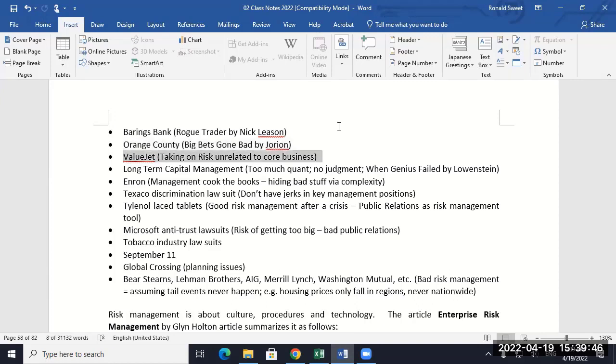ValueJet, they did stuff that wasn't related to the core business, caused a headline risk, the whole firm crashed. Long-term Capital Management, about 3 or 4 people made decisions that almost toppled the entire market. This really could have been what happened in 2008, could have happened in '98, but the Federal Reserve got on top of it pretty quickly and tried to quash it before it became a massive issue.